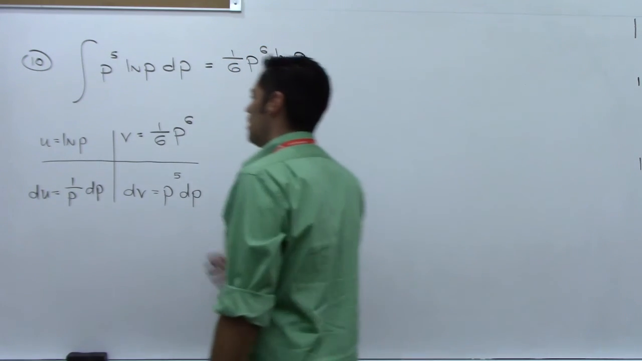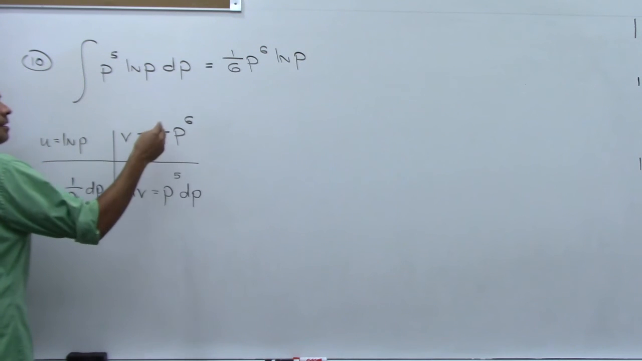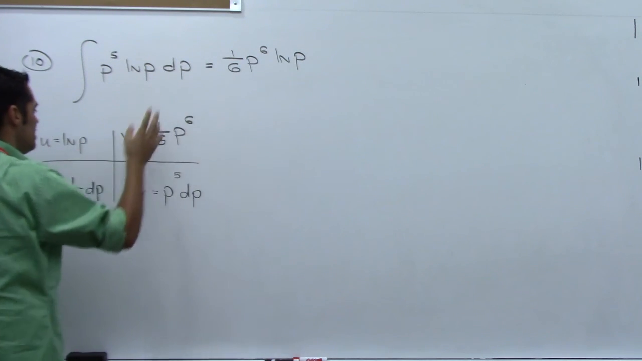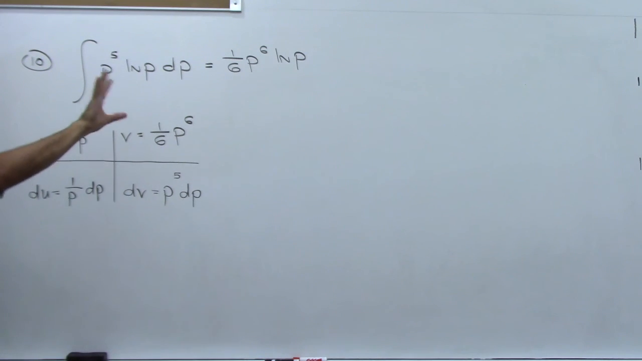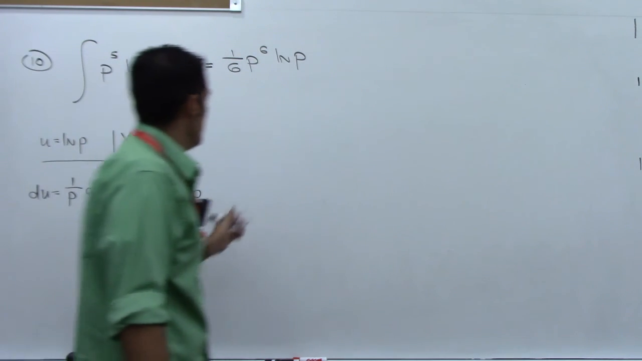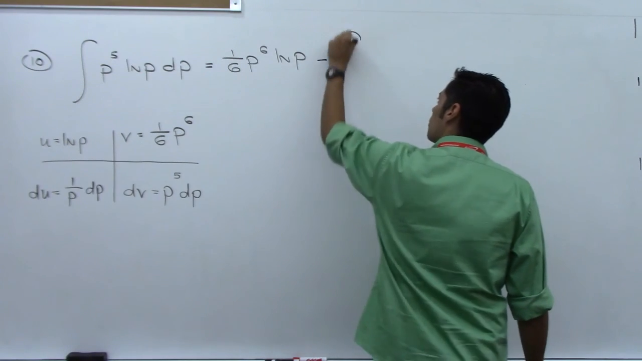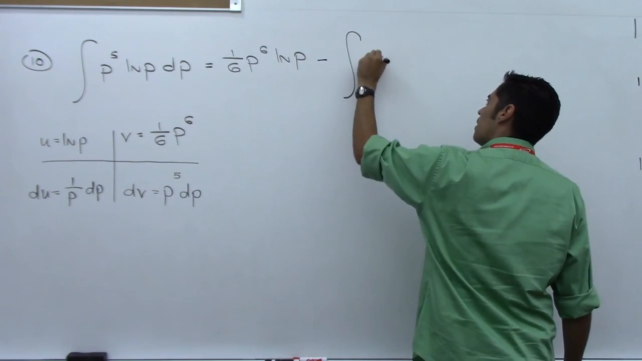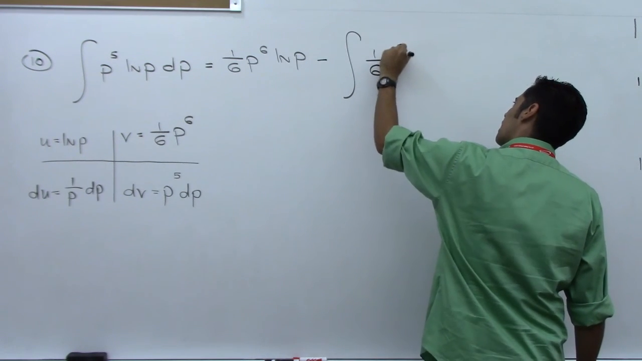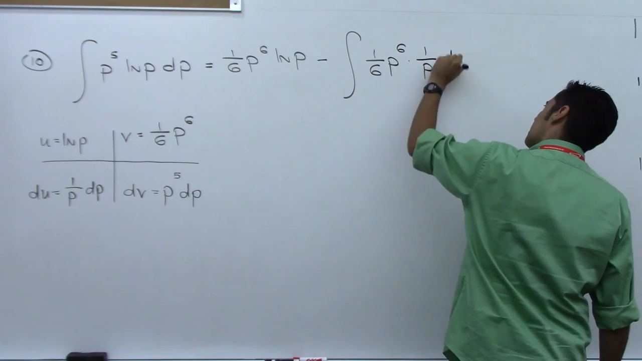So I'm putting these in like a standard order. We like to put numbers in front, then powers of our variable next, and then any sort of weird function, trig function, log function, exponential function would come kind of towards the end. And then minus integral voodoo, which is this times this. So 1/6 p to the 6th times 1 over p dp.